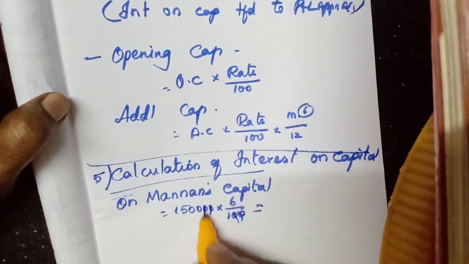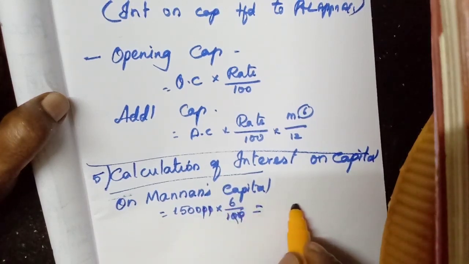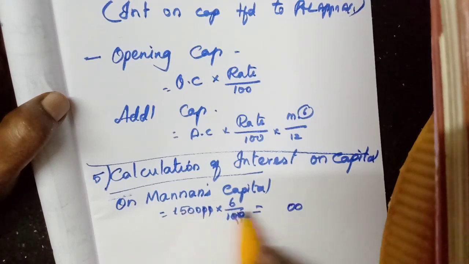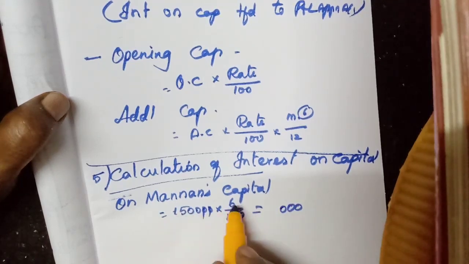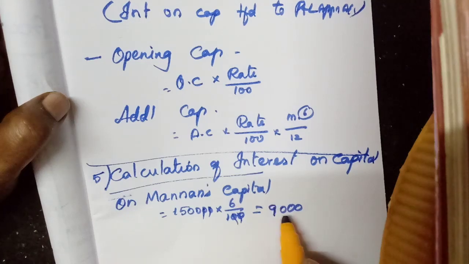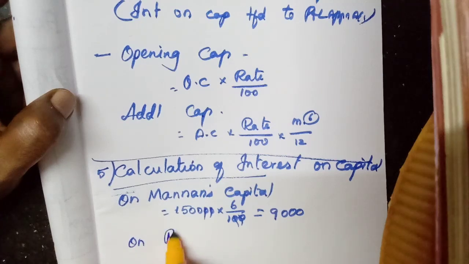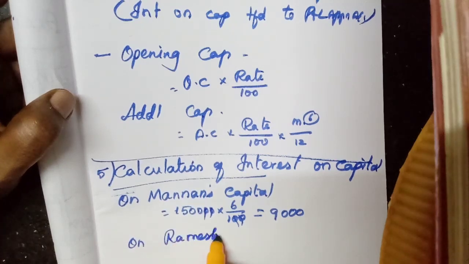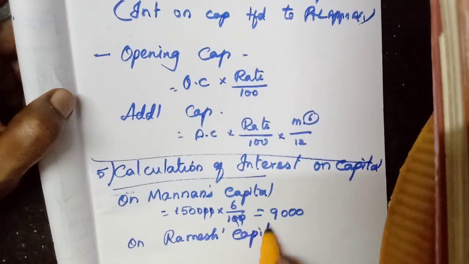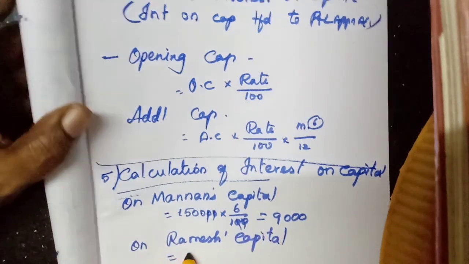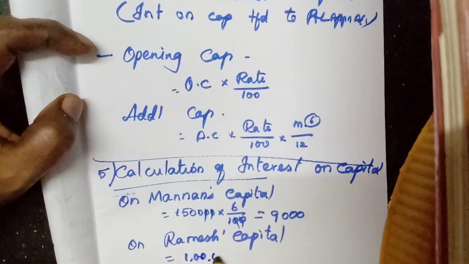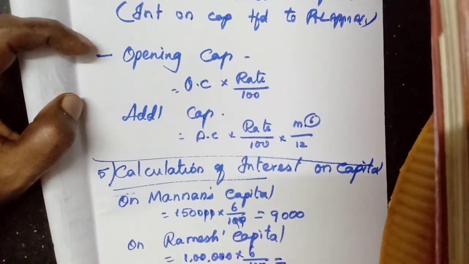Here 2 zeros, here 2 zeros. Okay, here how many zeros are available? 2. 5 6s are 30. Balance 3. 1 6 is 6. 6 plus 3, 9. Okay, then on Ramesh's capital. Ramesh's capital 1 lakh into 6 by 100. 0 0 0 0. So, 6 into 1,000, 6,000.